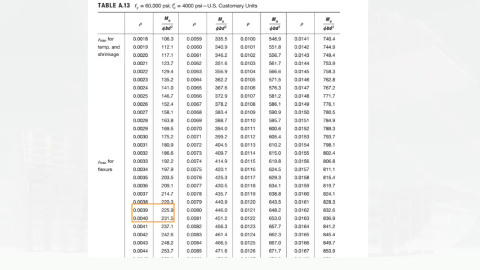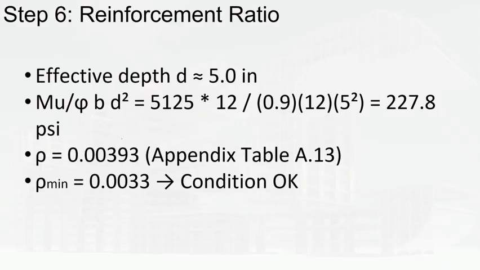Now if you look into the table, the value that we got was 227, right? But we only have 225.9 and 231.5 psi. So for 225 it's 0.0039, and for 231 it's 0.004. So it lies somewhere in between 0.0039 and 0.004. What you need to do is do some mathematical interpolation. After interpolation, you will find that the value that you got was 0.00393. I want you guys to do that and show it to me in the next class.